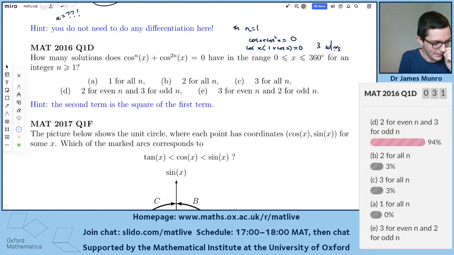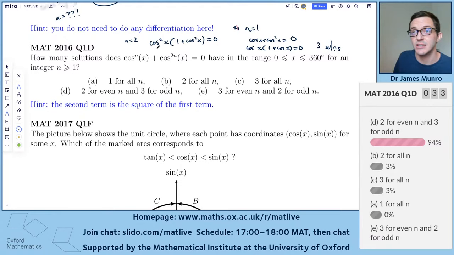Okay. Could do more factorising for larger values of n, right? I quite like this factorising idea. Sure, when n is 2, we've got, I think, cos squared x times 1 plus cos squared x equals 0. This cos squared x could be 0 when x is 90 or 270. And 1 plus cos squared is never 0. No complex numbers today, please.